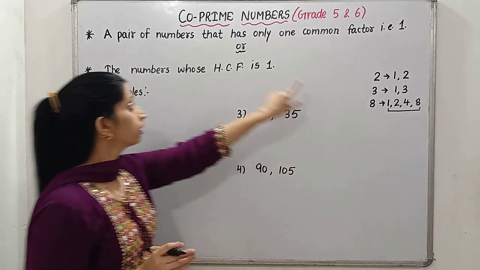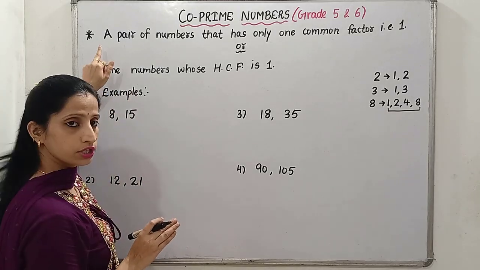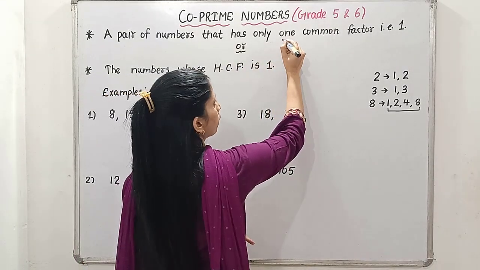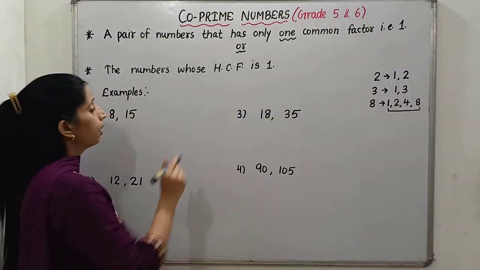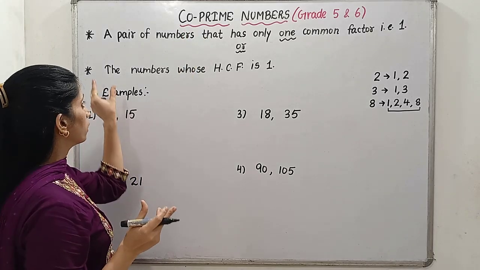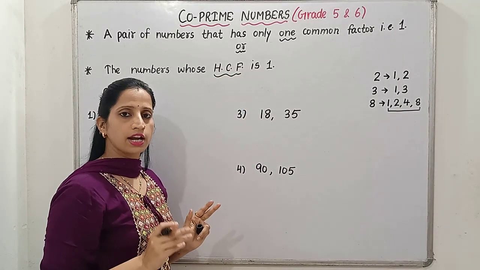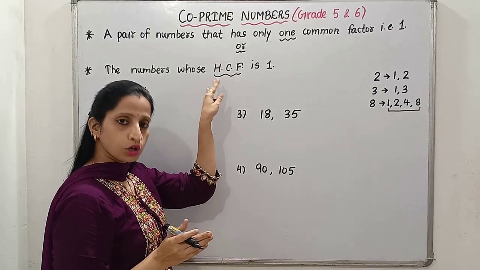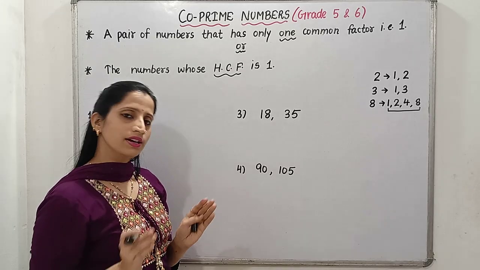Now moving on to today's topic, that is co-prime numbers. The definition is: a pair of numbers that has only one common factor, that is 1 only. Or we can define it in another way, it can be defined in various ways: the numbers whose HCF is 1. HCF stands for highest common factor, and it is also known as GCD, or greatest common divisor.